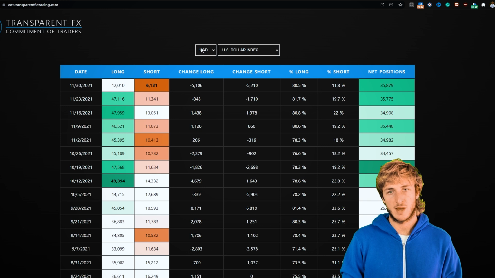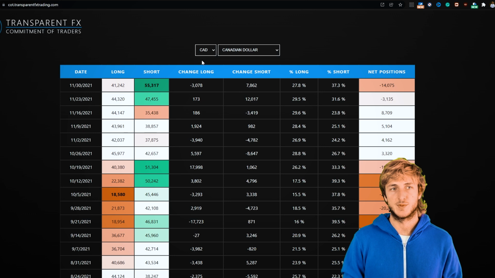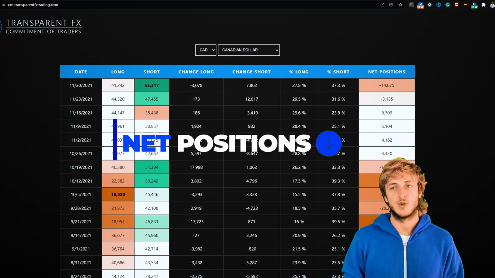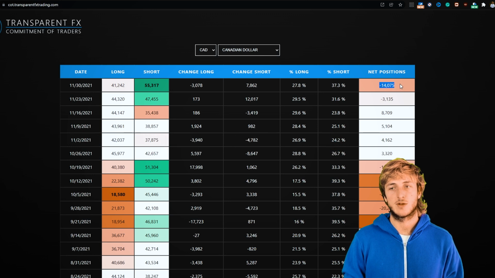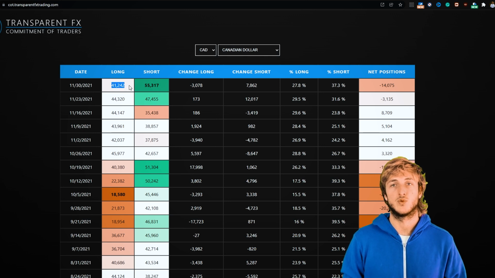Now, if we go and see what we have from a COT perspective, so commitment of traders, which is basically what hedge funds and the non-commercials in the market are doing, we can see how lately on the CAD, net positions have been decreasing. We went from having 5.1k net positions down to having minus 14k net positions, with currently 7.8k shorts getting added and 3k longs getting closed, reaching 55k short positions and 41.2k longs.